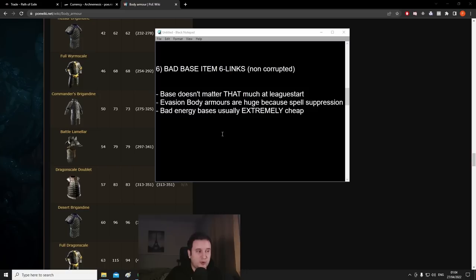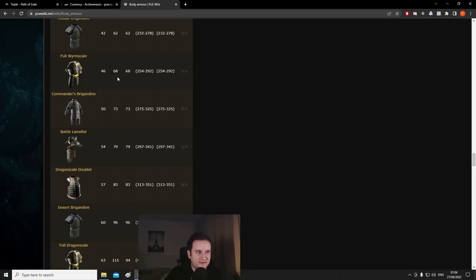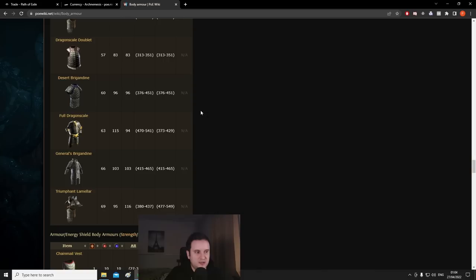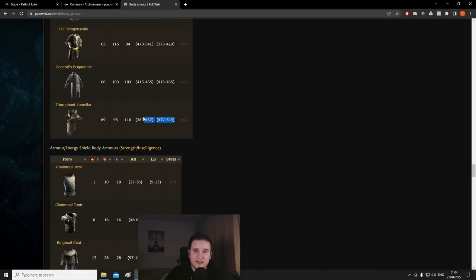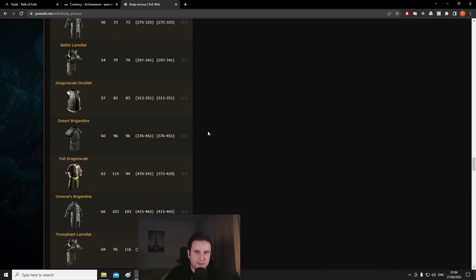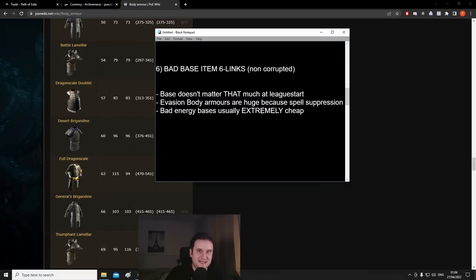And the reason I make this a point is the base item doesn't matter that much at League Start, right? If we look at, for example, the difference between a full wyrmscale and a Triumphant Lamellar, it is a difference, right? But it's not like you're trying to make the perfect item. So overall, if you can save like 50, 60, sometimes even more chaos for just losing a little bit of armor and a little bit of evasion, that is usually worth it because you can invest it elsewhere and it's going to be better spent elsewhere. Now, I want to give a little bit more context to this because there's some body armors that are going to be cheaper than others and some that are going to be more something you want, right?